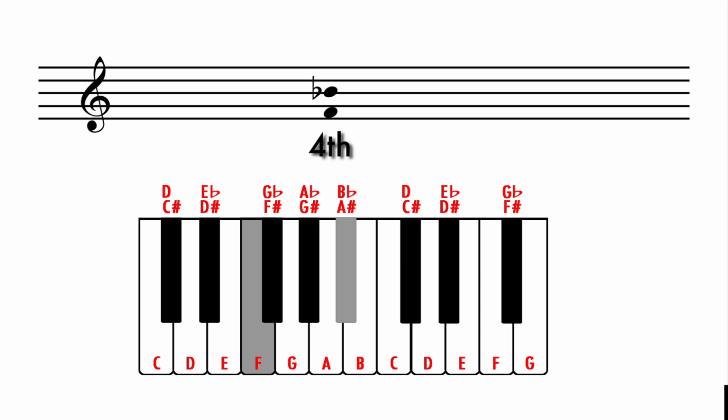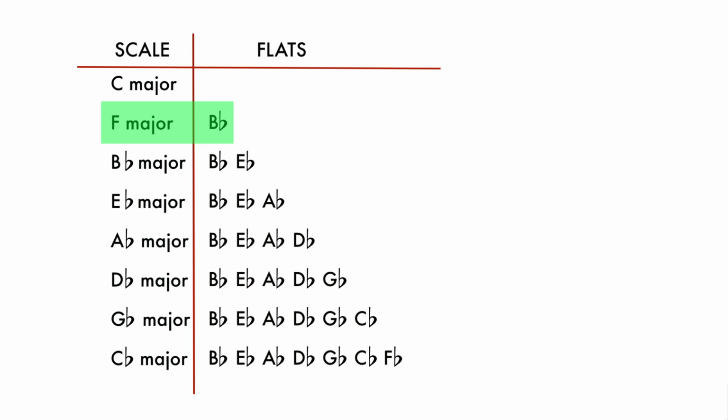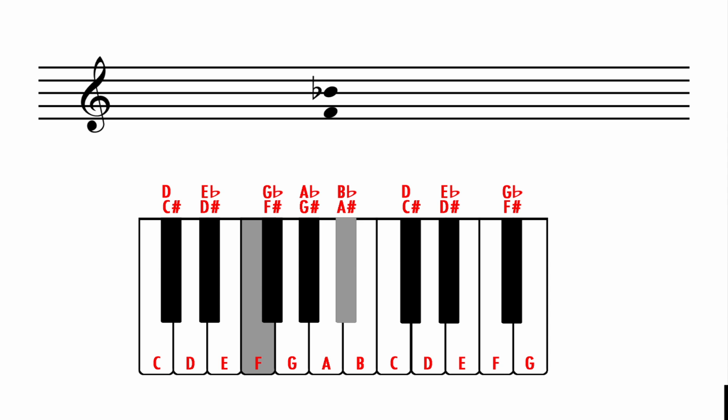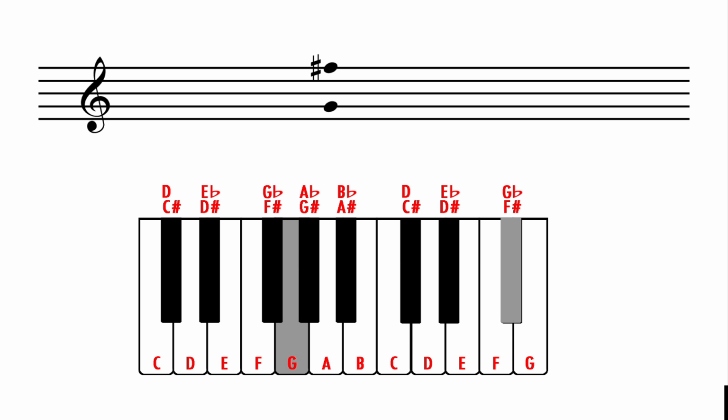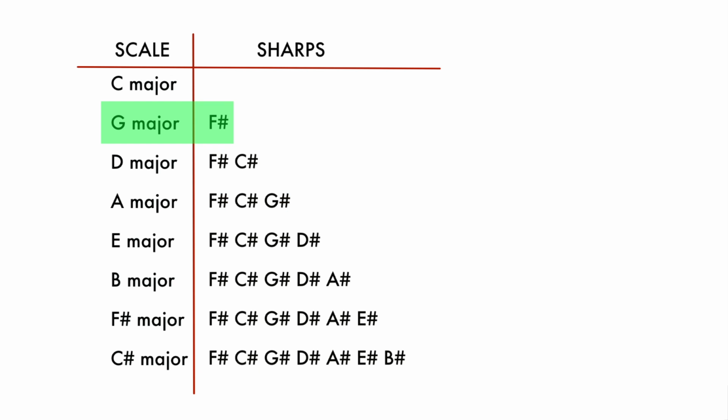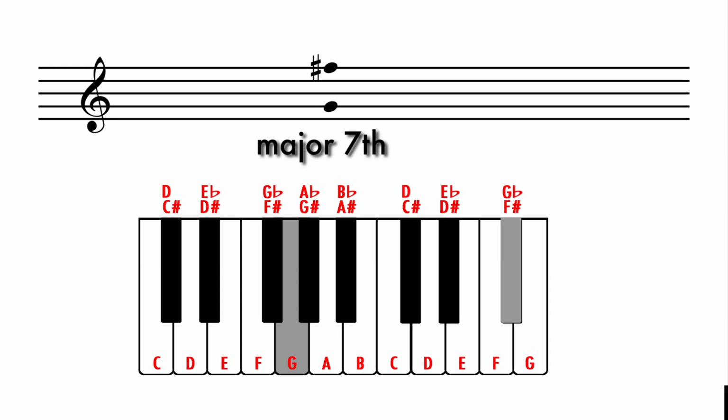Next, we're going to see if B flat is in the scale of F major. So going to your major scale chart, have a look and you will see that B flat is in the key of F major. This interval is therefore a perfect fourth. If we have G at the bottom and F sharp at the top, we're going to count and we'll see G, A, B, C, D, E, F, 7 notes. Going to your major scale chart, you'll see that F sharp is in the key of G. This interval is a major seventh.